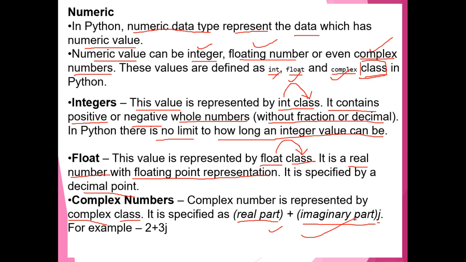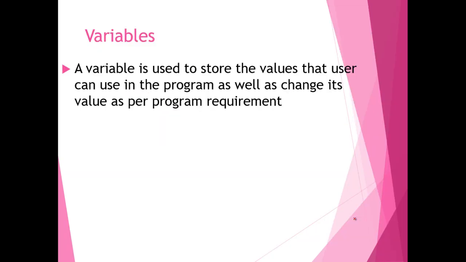There is one more class, that is float. A float value is represented by the float class, and in this you can store real numbers with floating point representation, that is, with decimal points also. And there is one more, that is complex number, and for that the complex class is there. These are the three categories available inside the numeric data type, right?